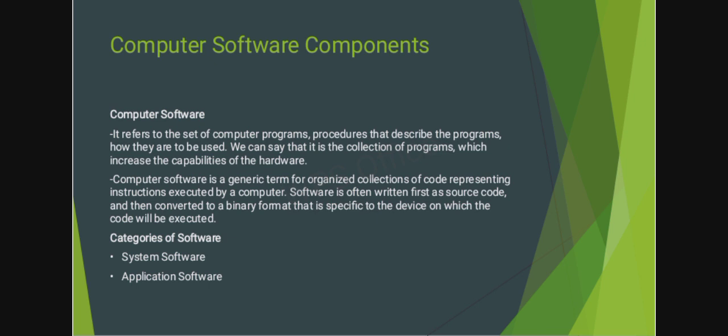Computer software is the instructions that tell a computer what to do. Software comprises the entire set of programs, procedures, and routines associated with the operation of a computer system. There are two categories of software. First is system software and second is application software.